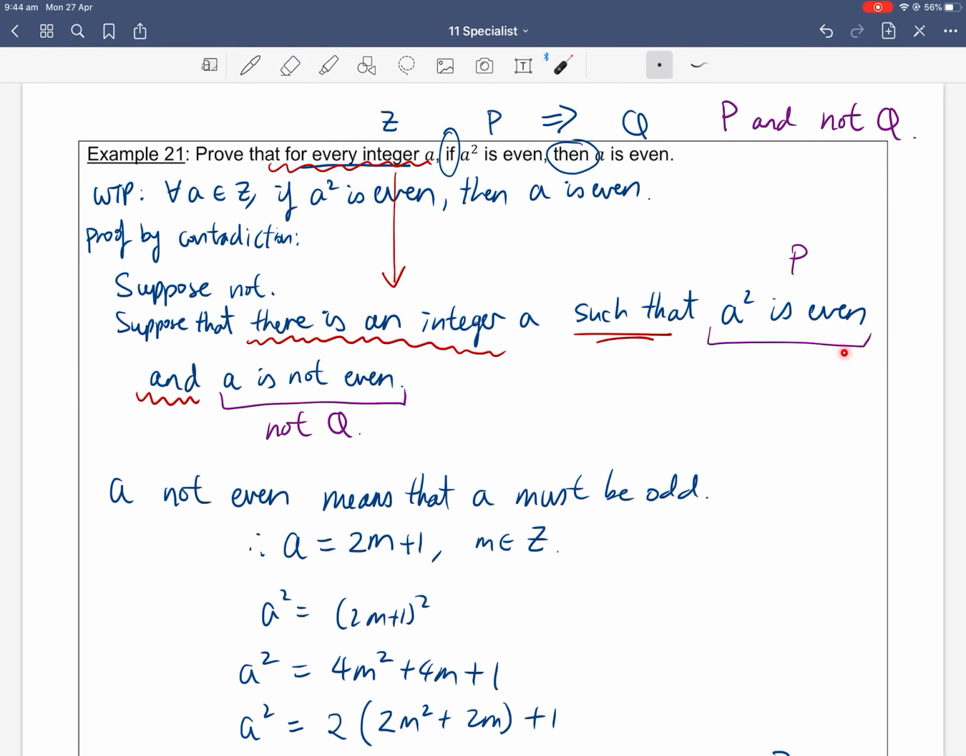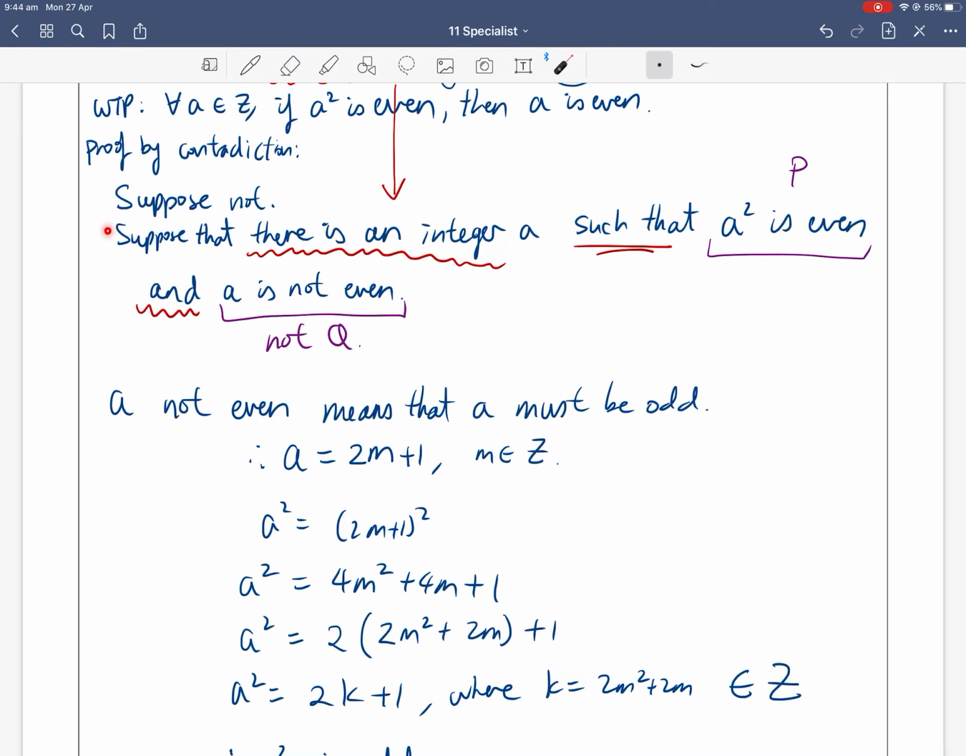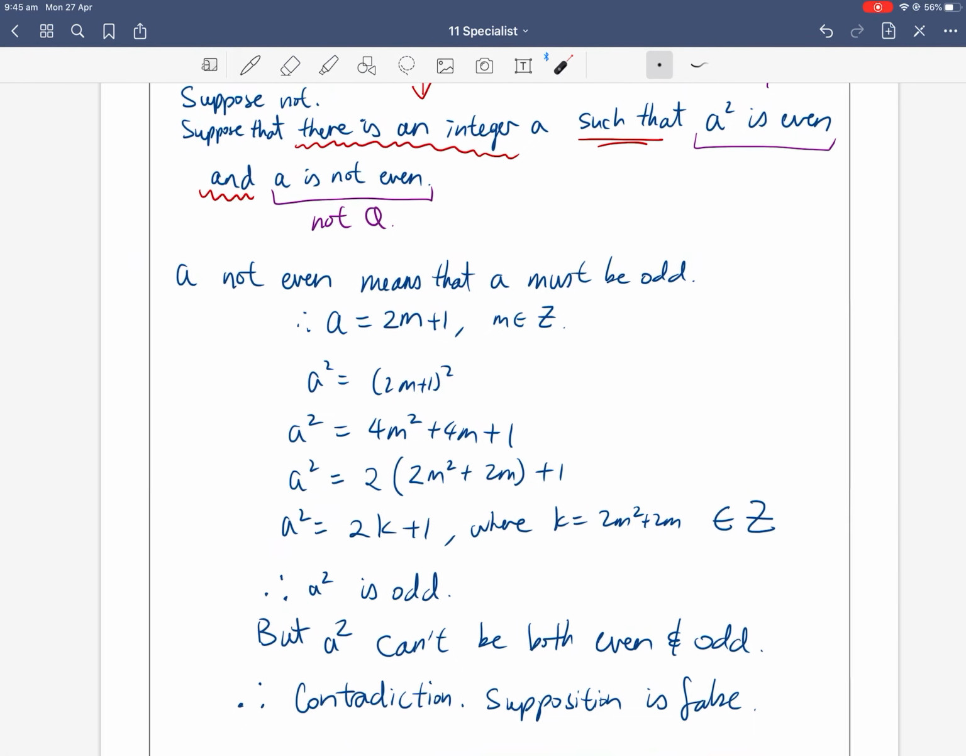So we are using proof by contradiction. We're supposing that this is true. And then we need to use this supposition to arrive at a contradiction, a false statement. So working with what we supposed, that there is an integer a where a squared is even and a is not even. Well, if a is not even, it means that a is odd, because a number is either odd or even. By definition of odd, it means it's 2m plus 1 for some integer m. I want to work with a squared because in my supposition there's a statement regarding a squared. So let's work out what a squared is. Expand your bracket.